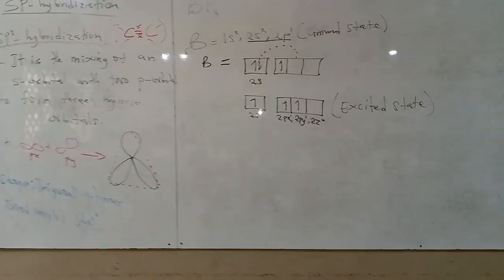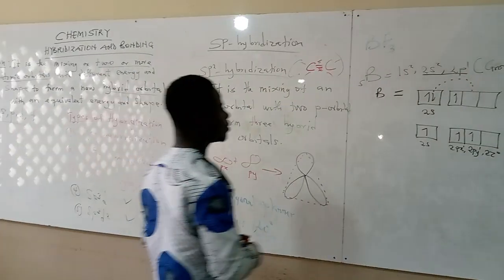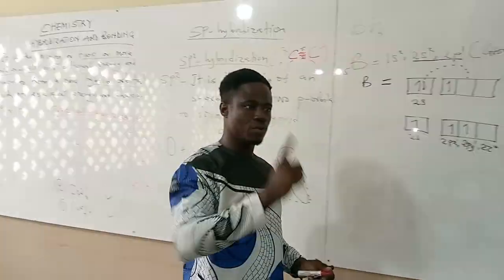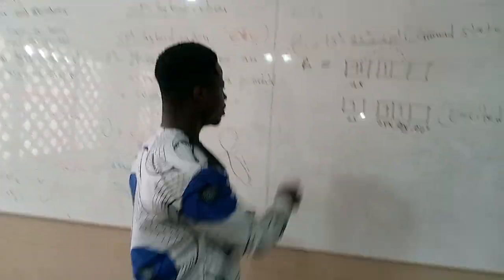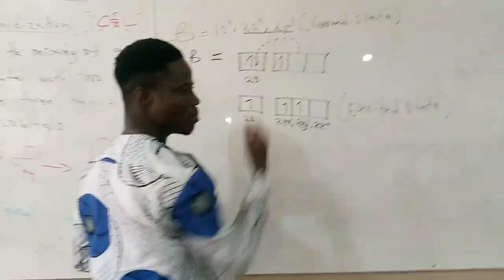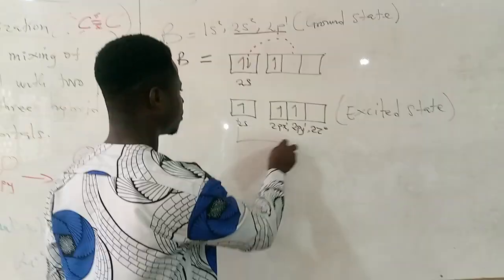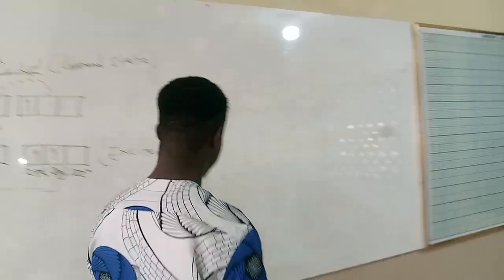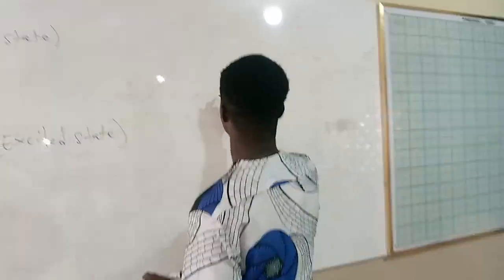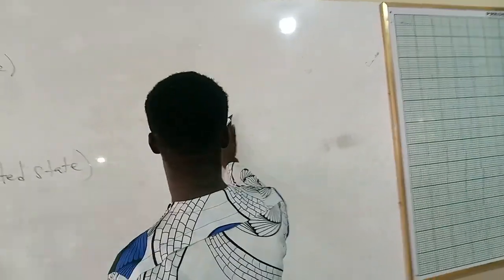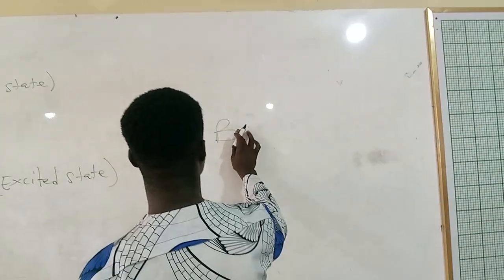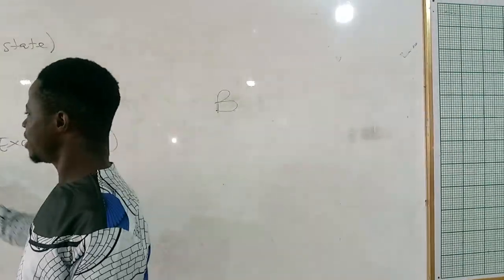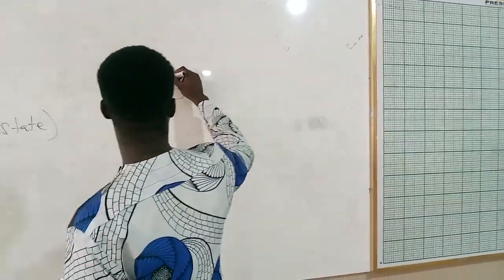Now, for us to form something meaningful, we are going to mix. We said sp2. sp2 means you are mixing one s with 2 p orbitals. So we are going to mix the whole of this. When you mix that, this is what we get. This is our boron. When you mix them, you form hybrid orbitals. You don't differentiate between this and that. So they form something like this.